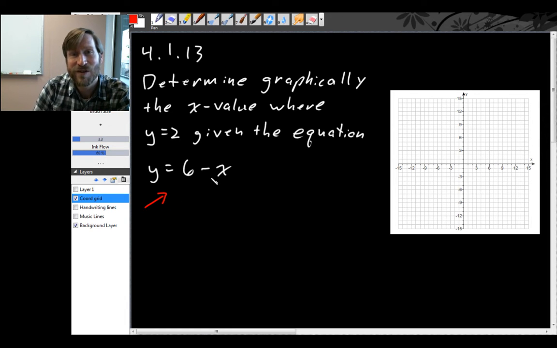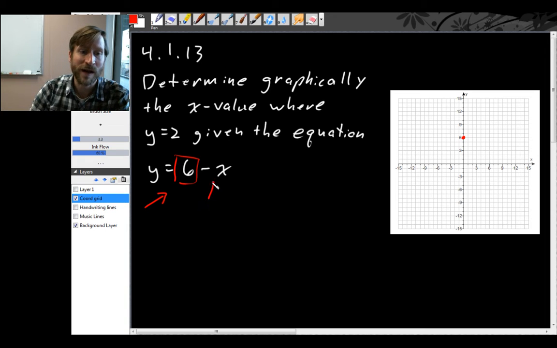Since it's already in slope-intercept form, we can just plot the y-intercept and then move according to the slope, and we'll have our graph. The y-intercept for this line is 6. And remember, the y-intercept isn't necessarily the part that comes second, it's the part that doesn't have x in it. So that's 6 in this case, so let's plot that. It's right here. And then the slope is the number that's multiplying x.